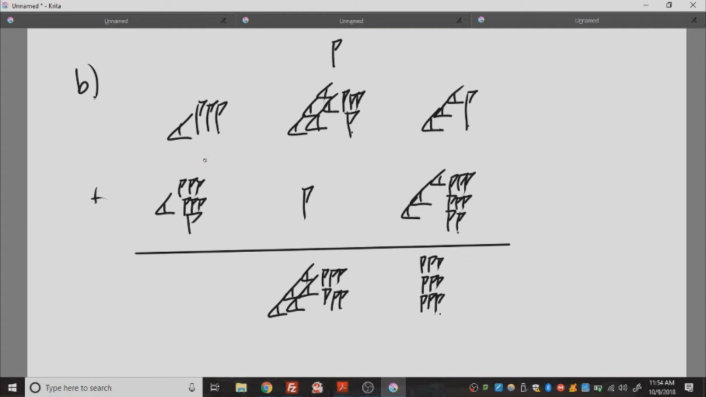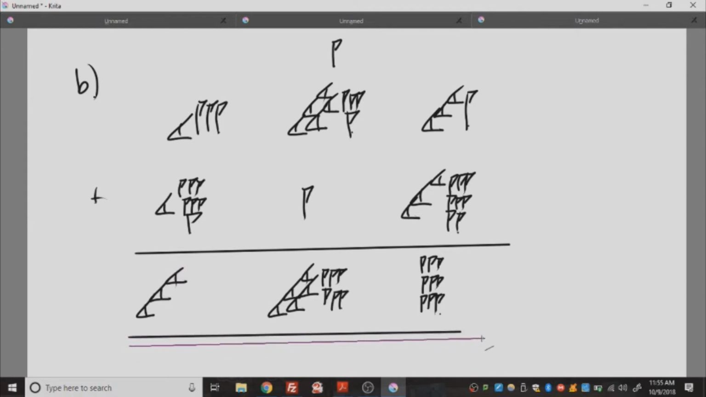Nothing's carried over. And then in the last column, I have 13 plus 17, giving me 30. So I think it's still easing us in here with 1 carry over happening. Everyone happy with the way we carried it over? Yes.